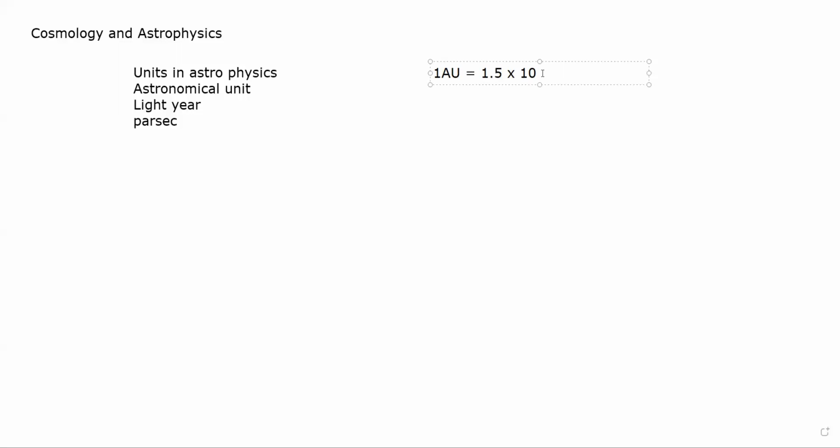Yes, that's right. One astronomical unit is also the distance between the Earth and the Sun. That's true, Faris. So that is equivalent to 1.5 into 10 to the power 11 meters.